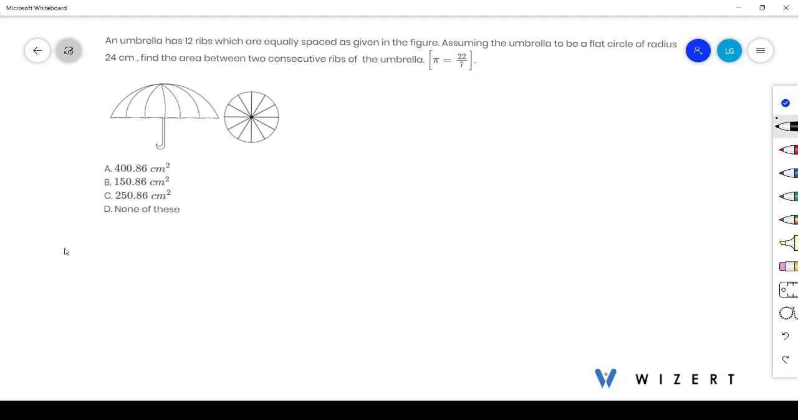Our question is, an umbrella has 12 ribs which are equally spaced as given in the figure. Assuming the umbrella to be a flat circle of radius 24 cm, find the area between the two consecutive ribs of the umbrella.